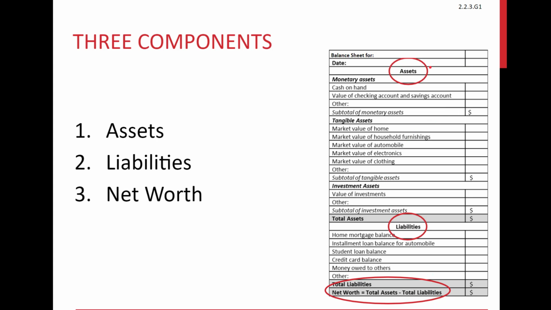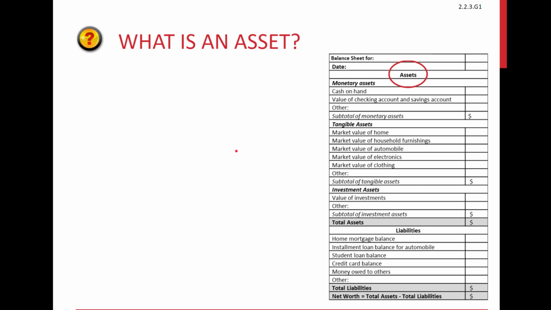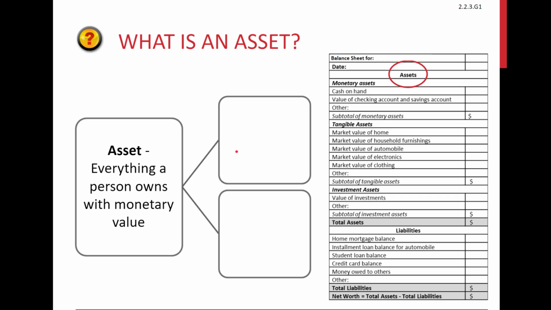You'll notice that assets is broken down into three subcategories: monetary assets, tangible assets, and investment assets that we will talk about separately. You need to know which category assets go into. So you'll be given a list of assets and you'll have to put them in the correct category when you construct your balance sheet. So what is an asset? An asset is everything a person owns with monetary value, like cash or the value of personal possessions.